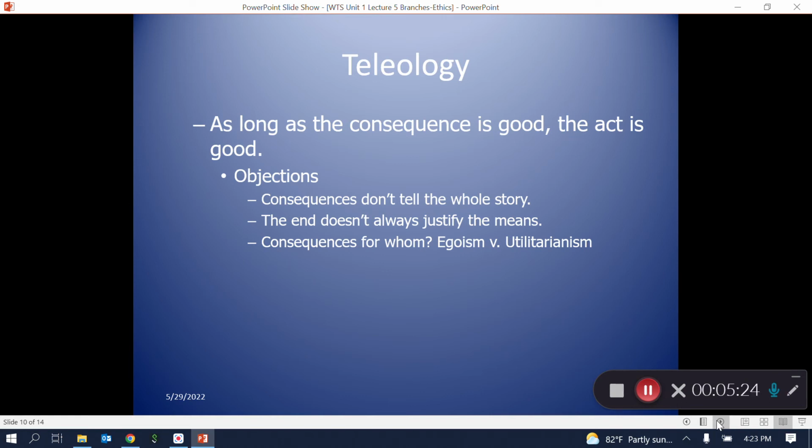Also, the end doesn't always justify the means. Russian novelist Fyodor Dostoevsky asks, suppose we could make everybody in the world happy by torturing and killing just one child. Would this be morally right? No. Sometimes the end is so awful that it won't justify any means. We also should ask, consequences for whom? Because one and the same consequence may be good for some and bad for others.